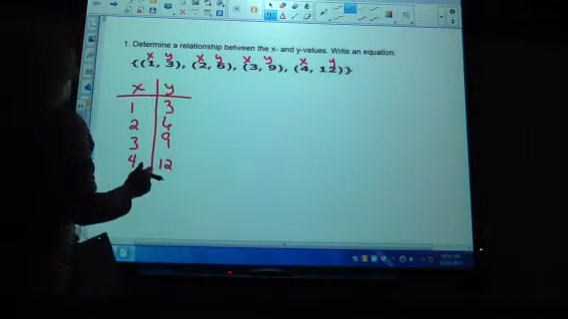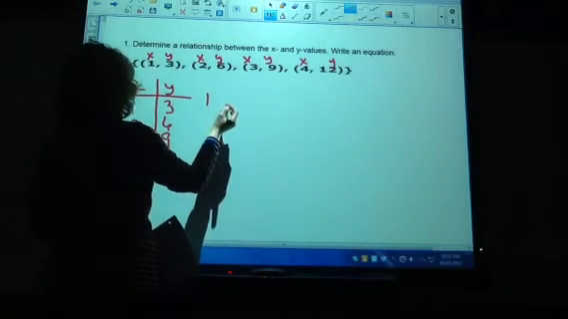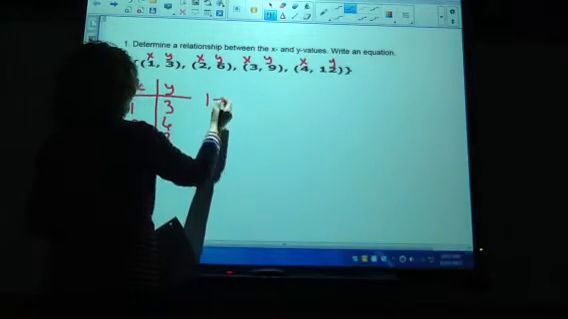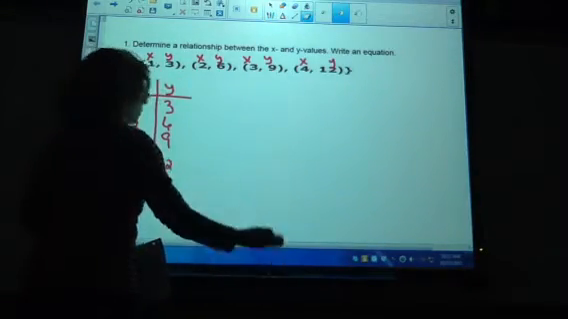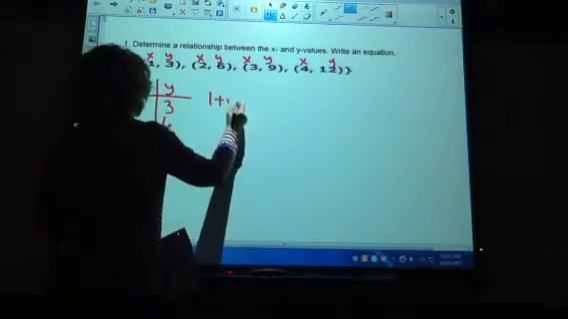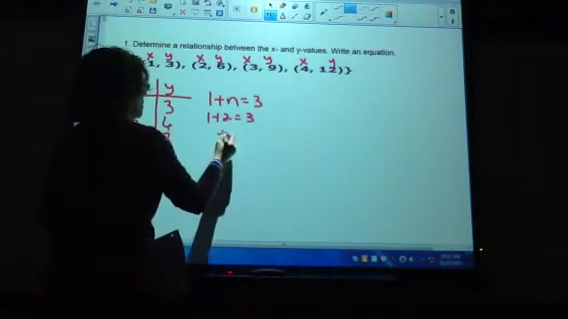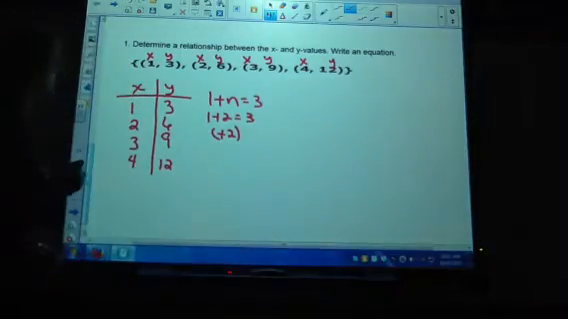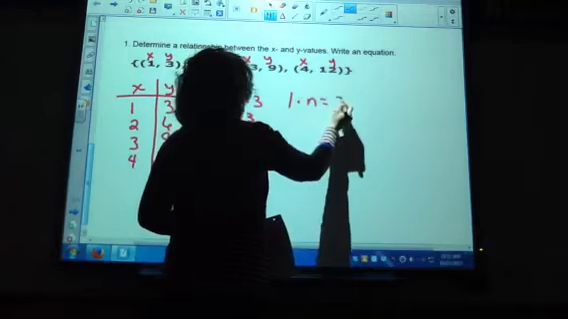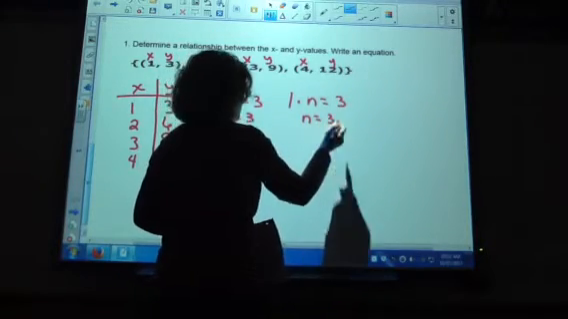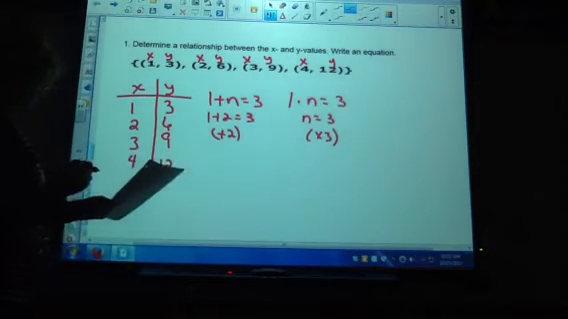Okay, so let's see, how do we get from 1 to 3? So 1 plus what? Let's use n here so we don't get confused. 1 plus what equals 3? You can do this mentally. So we think the relationship might be a positive 2, or 1 times what equals 3? Or it could be multiplied by 3. So let's check.